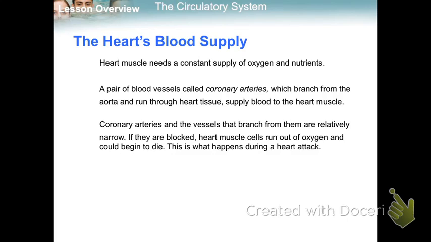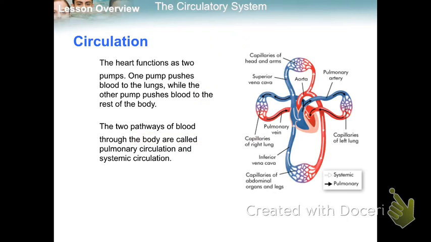The heart has its own blood supply given to it by the coronary arteries. These are pretty small arteries. They're at higher risk because of that, of getting blocked. If they are blocked, the heart muscle won't get oxygen. And that's what happens during a heart attack. There's blockage of the coronary arteries by fats. We call them plaques. That's what can lead to a heart attack.